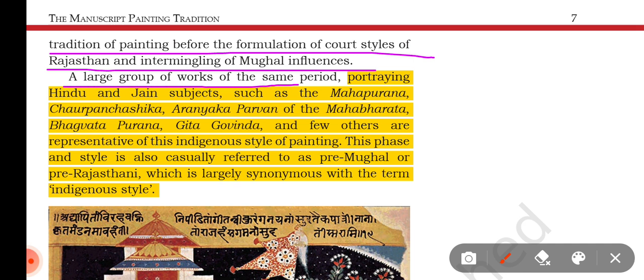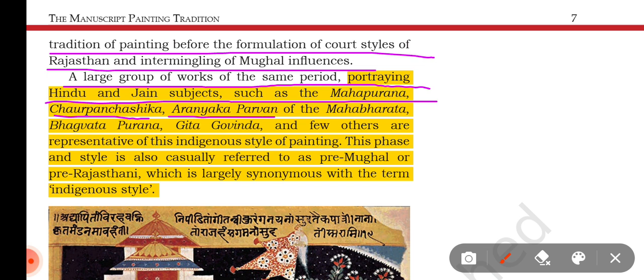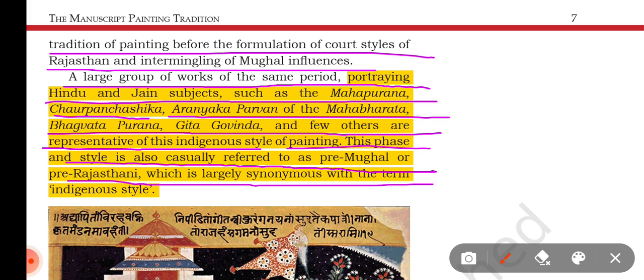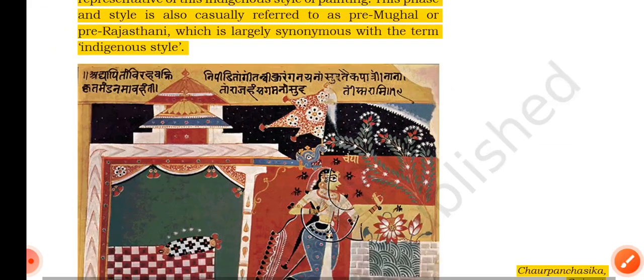A large group of works of the same period portraying Hindu and Jain subjects such as Mahapurana, Chaurapanchashika, and Aryanka Parvan of the Mahabharata, Bhagavata Purana, Gita Govinda, and a few others are representative of this indigenous style of painting. This phase and style is also casually referred to as pre-Mughal or pre-Rajasthani, which is largely synonymous with the term indigenous styles.